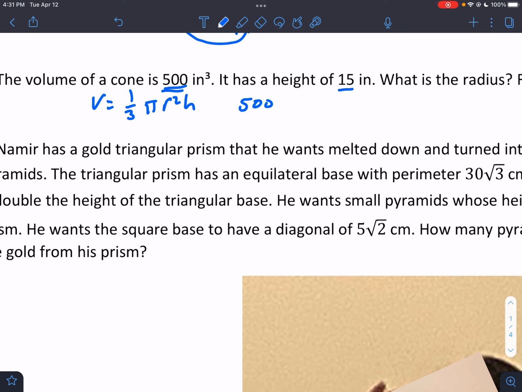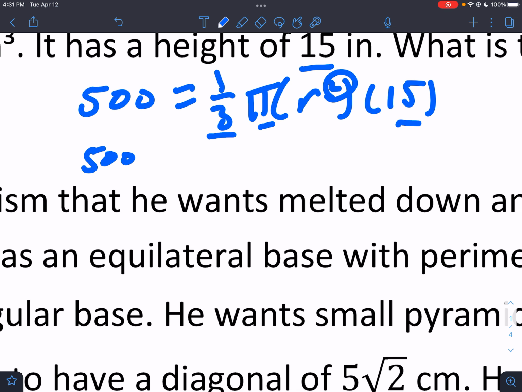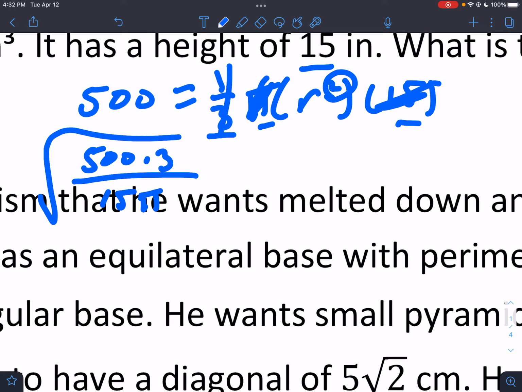Then we have to solve for r. How do we do that? We got to undo all these things. So I'm going to start with 500, and I'm going to multiply by 3, gets rid of the 1/3. I'm going to divide by 15, gets rid of the times 15. I'm going to divide by pi, gets rid of the pi. And then r squared, I need to do the square root. So if you do that individually, you have 500 times 3 divided by 15. So this is the same as the square root of 100 over pi.